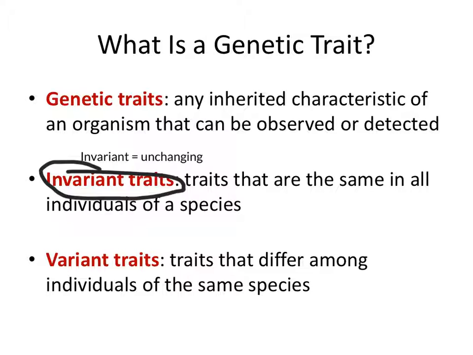Variant traits are traits that differ among individuals. Let's say the color of your eyes, the color of your hair, how tall you are, how smart you are. There's variation in all these traits, okay, that differ among individuals in the same species. So we're all humans, but we have all different kinds of variant traits. Okay. And we're going to learn about the basis for those traits.